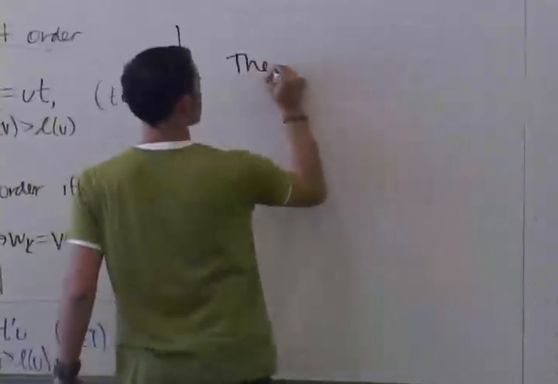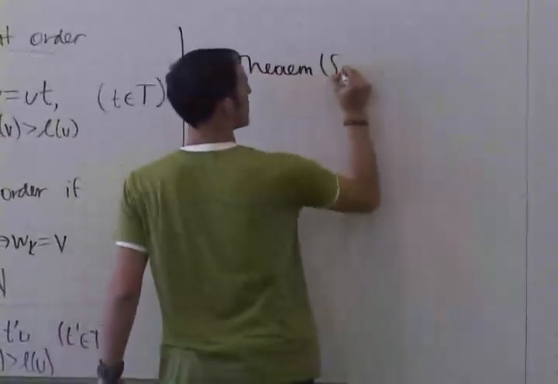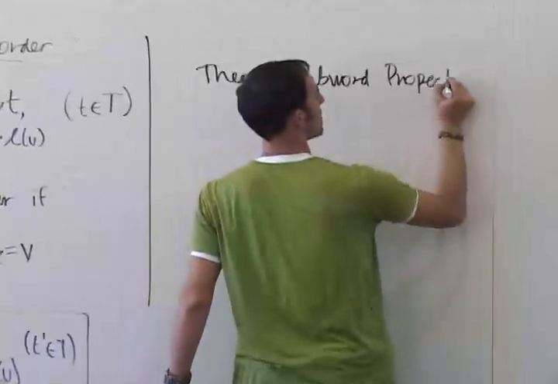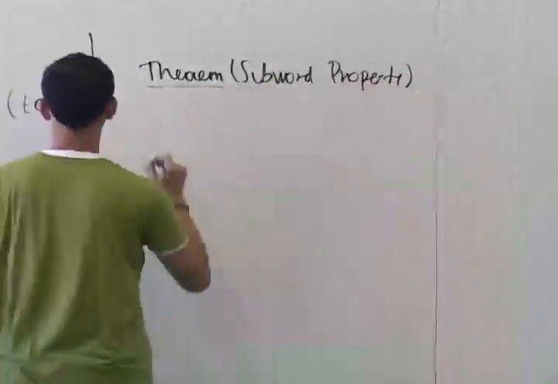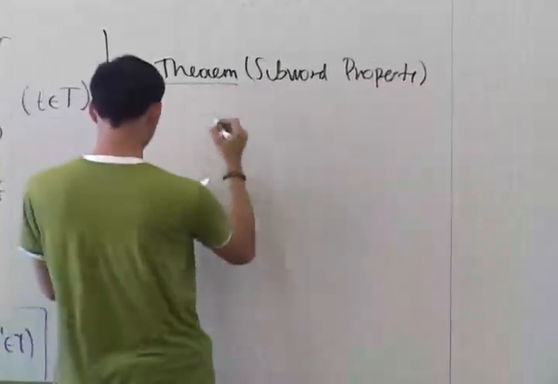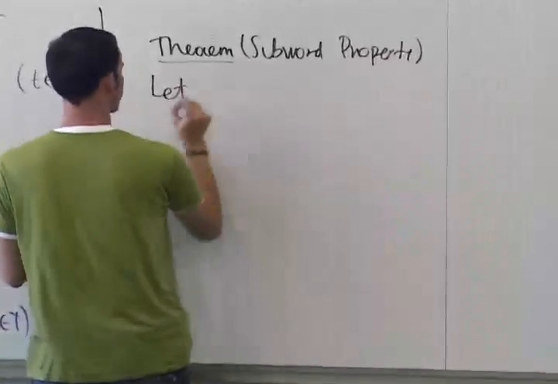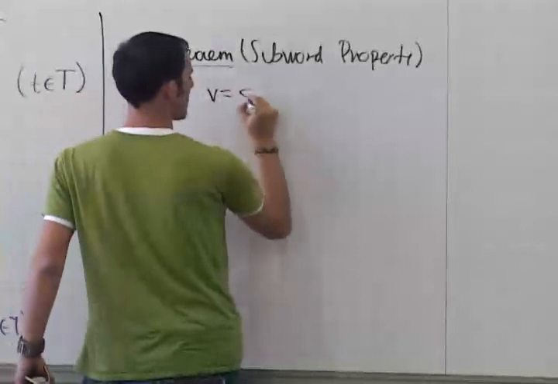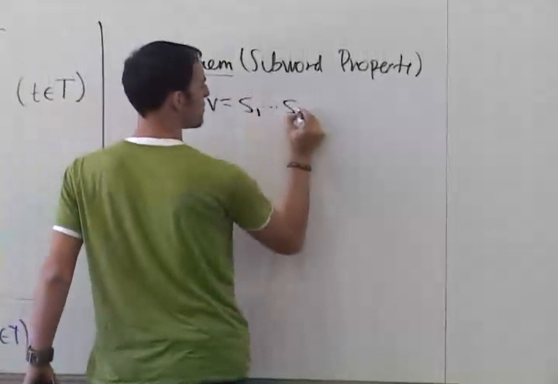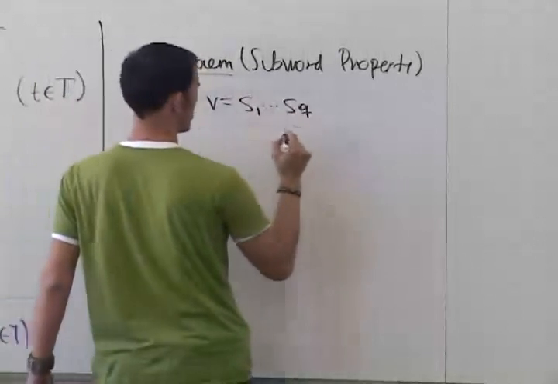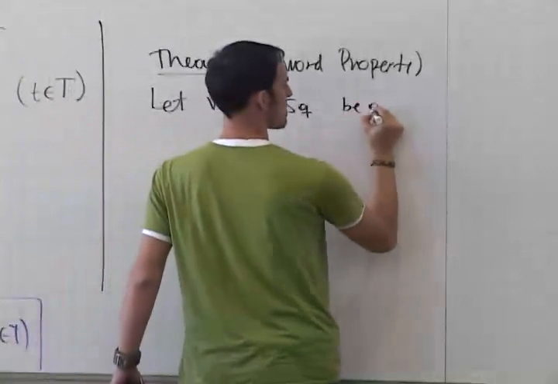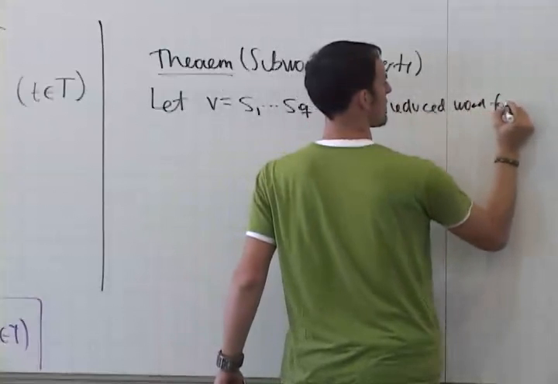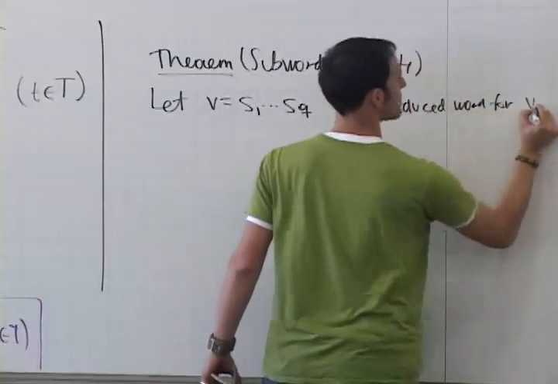So this is the first theorem I want to prove today, called the subword property. It gives me a simpler way of understanding the Bruhat order. Let's say that V can be written in a reduced way like this. Be a reduced word for V. Okay?